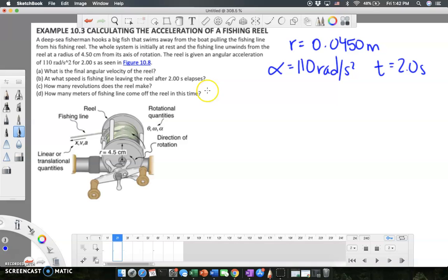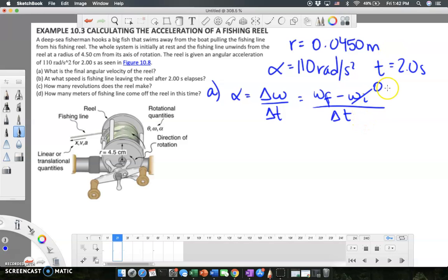So we want to first determine the final angular velocity of the reel. So let's see. We know that alpha is equal to delta omega over t, right? And our delta omega is going to be equal to a final value minus an initial value, right? But we know that initially this entire system was at rest, so this term will actually go to 0. Oh, that shouldn't be in meters per second. That should be radians per second. So we can go ahead and use this and solve for our final velocity.